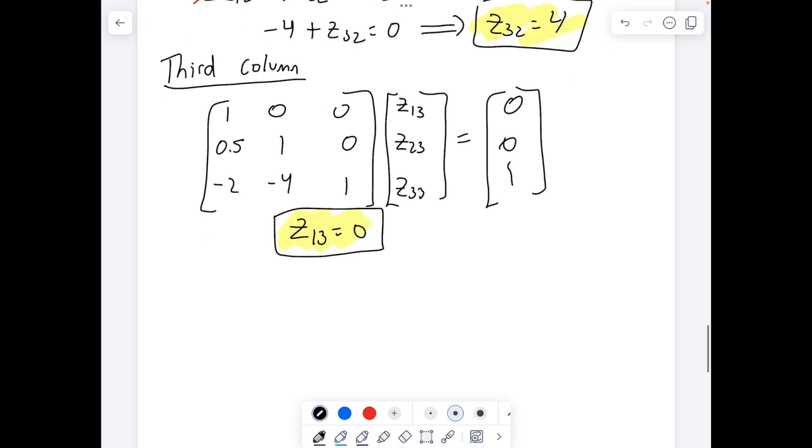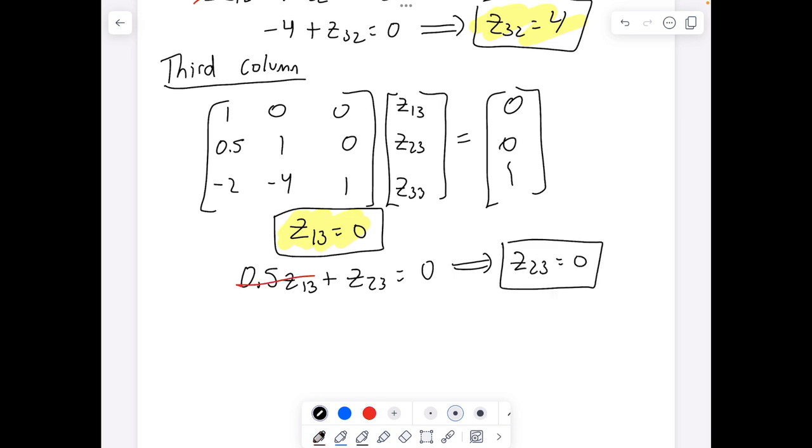Then you have 0.5 Z13 plus Z23 is equal to 0. Well, that's easy because we just found that Z13 was 0. Therefore, Z23 is equal to 0 as well. That's easy.